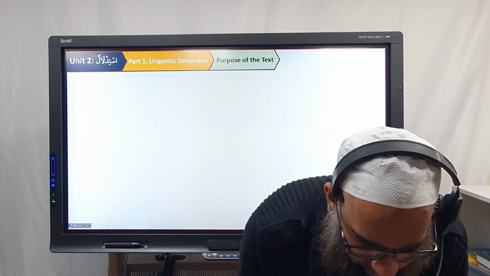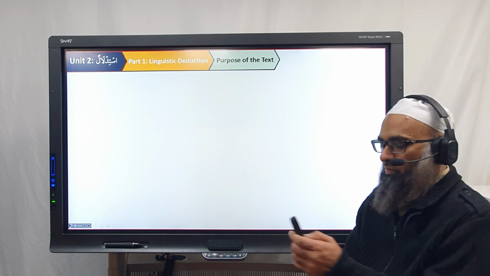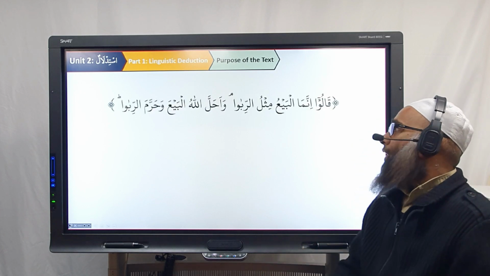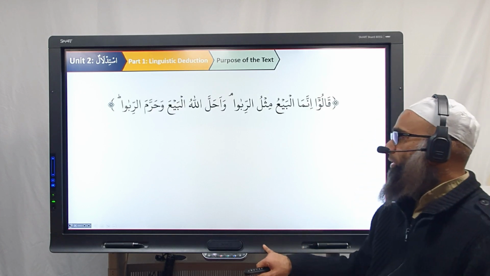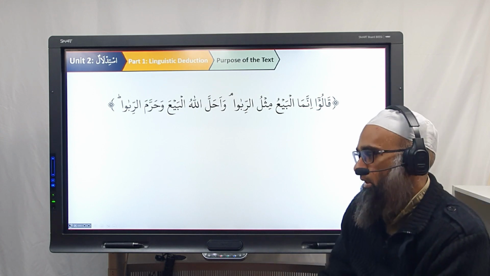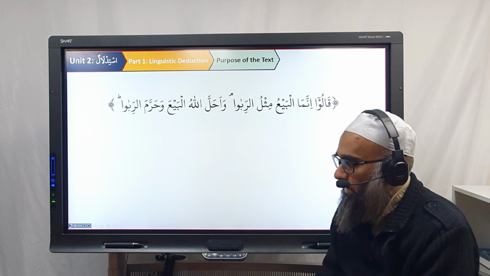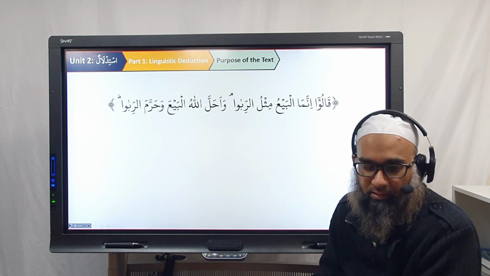So continuing from yesterday, we were discussing the nas and the zahir. If you look at this verse, we have here: قَالُوا إِنَّمَا الْبَيْعُ مِثْلُ الرِّبَا. The disbelievers of Makkah, what did they say? Bay' innama means only, similar. So bay' is just like riba.